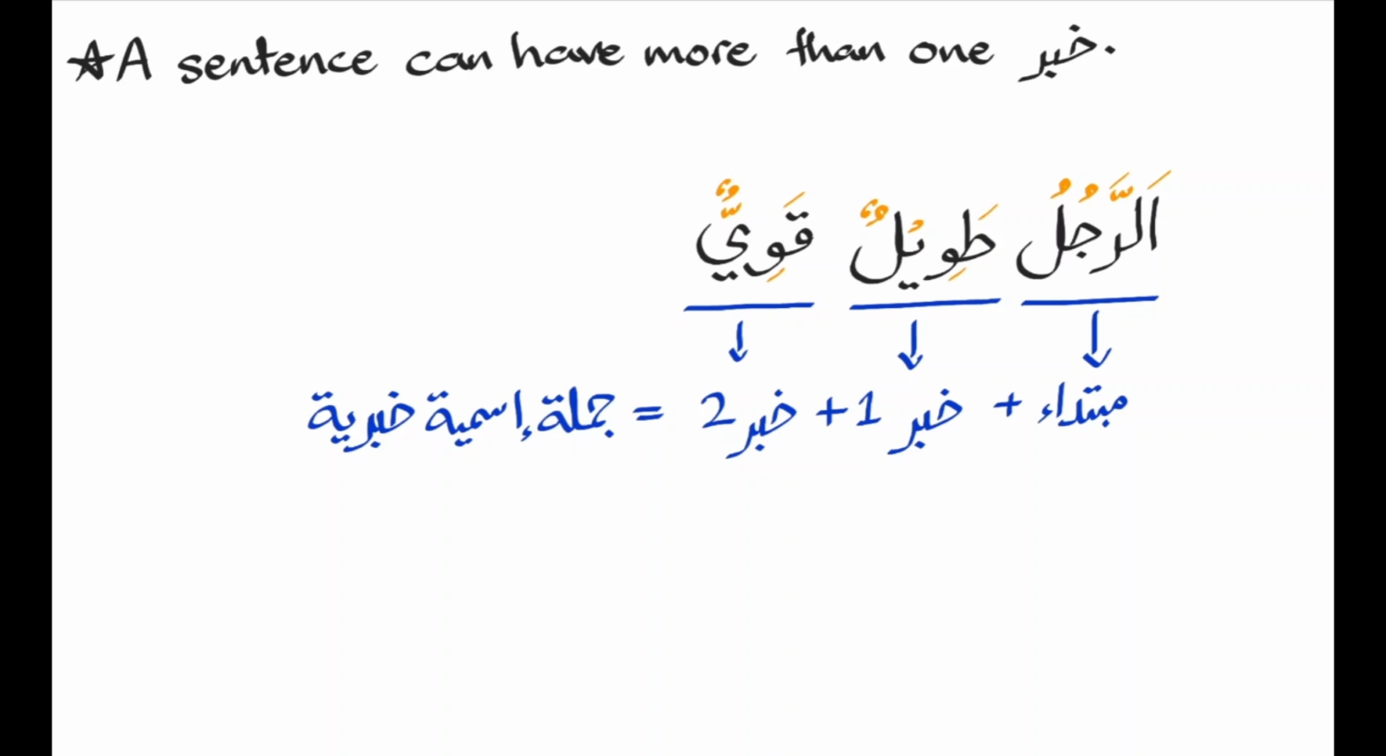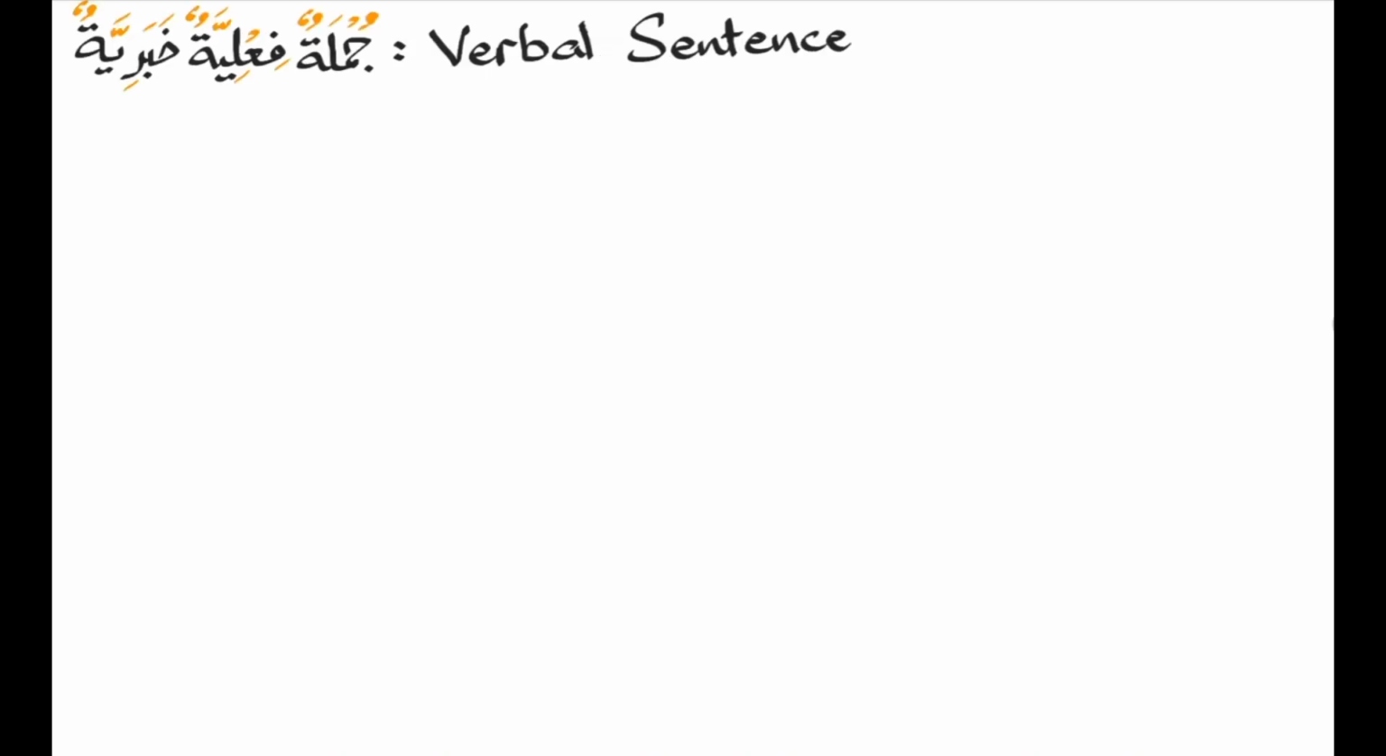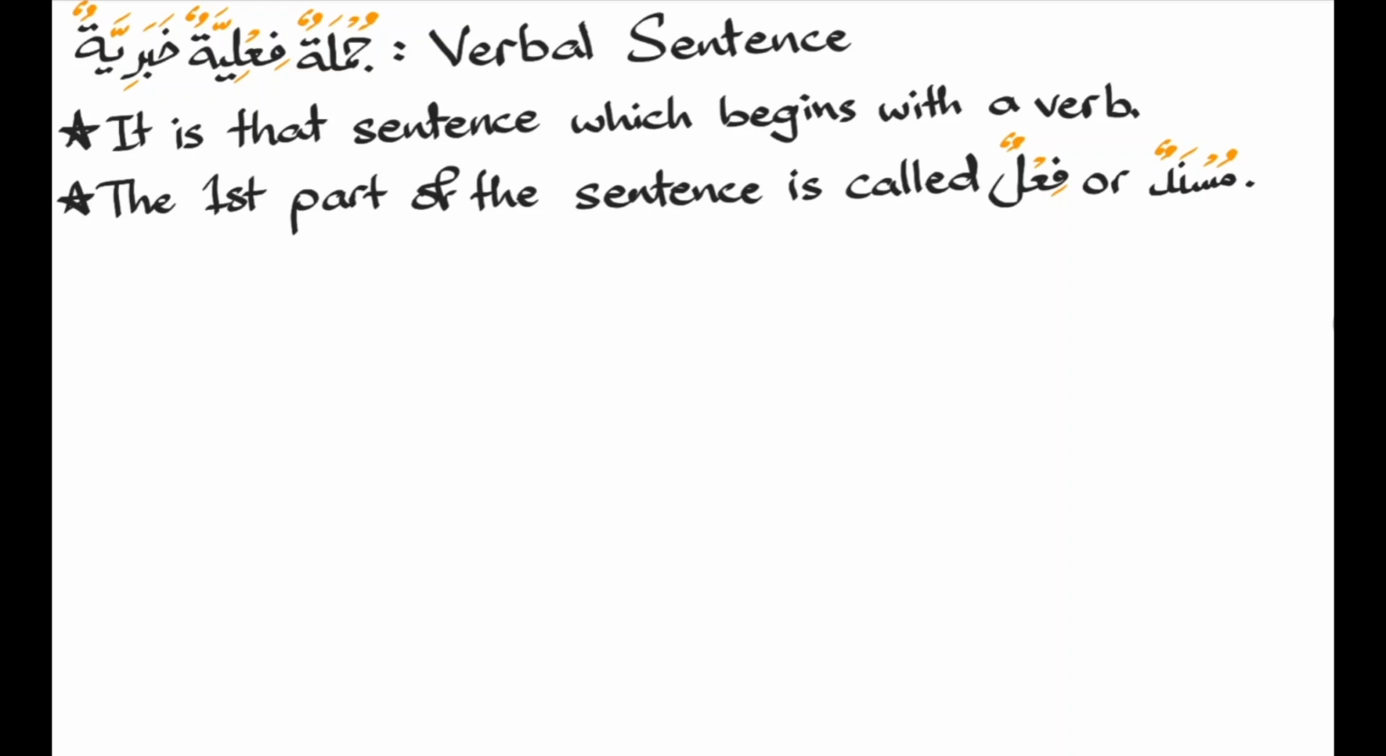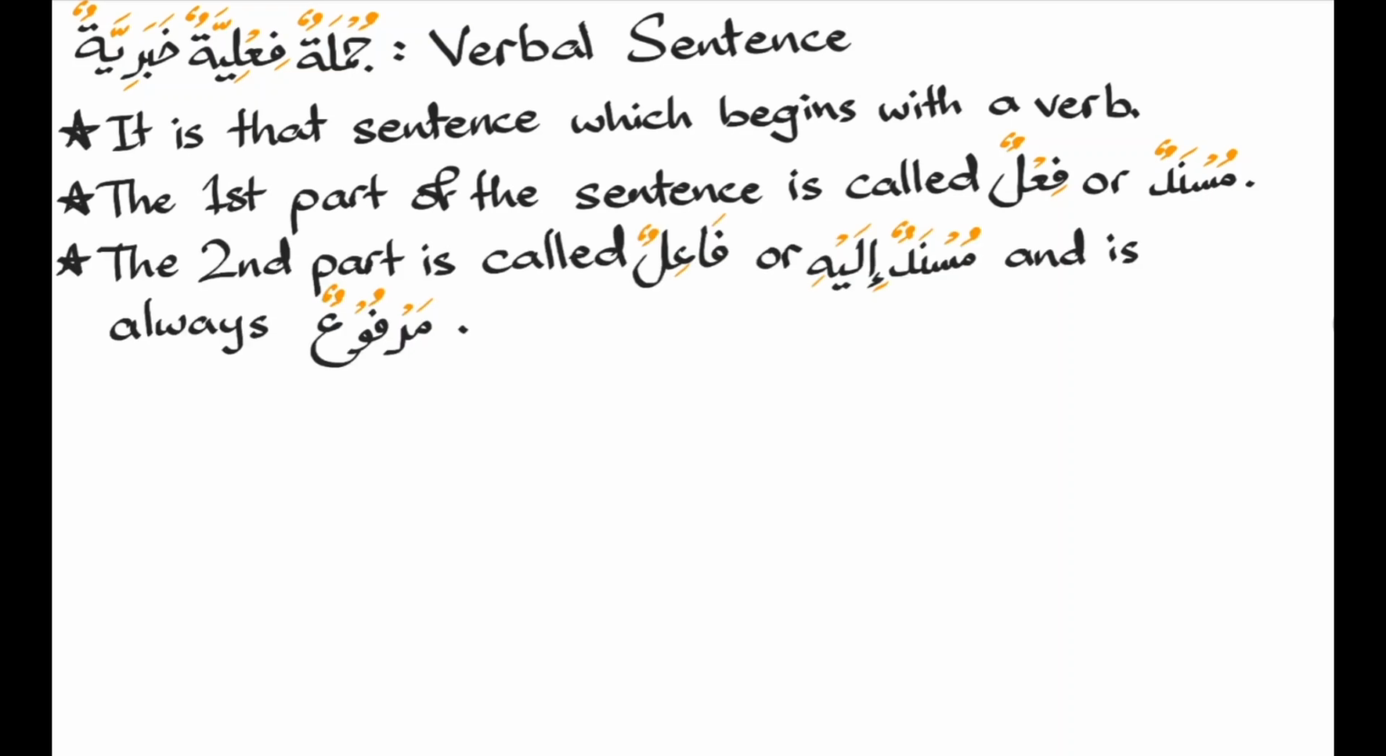Now let's move on to the second type of jumla khabariyah, which is jumla fi'liyah khabariyah, verbal sentences. Jumla fi'liyah khabariyah is that sentence which begins with a verb. The first part of the sentence is called fi'l or musnad. The second part is called fa'il or musnad ilay, which means doer, and is always marfu'. Marfu' means the last letter of that word will always get a dhamma.